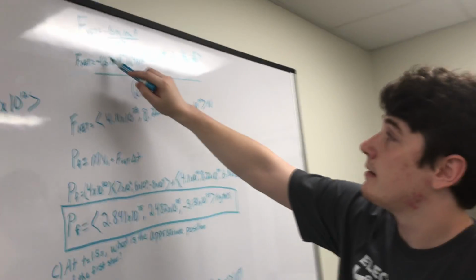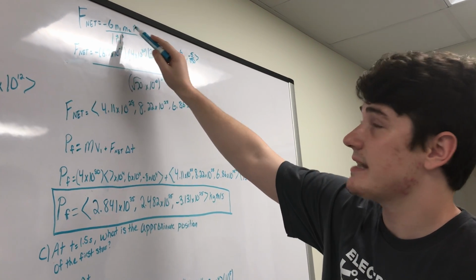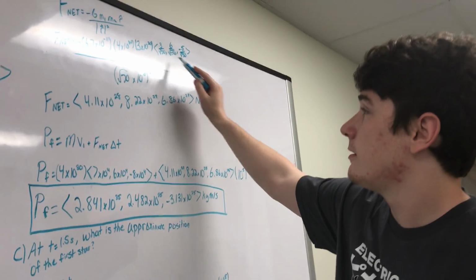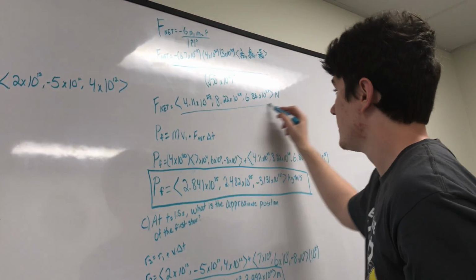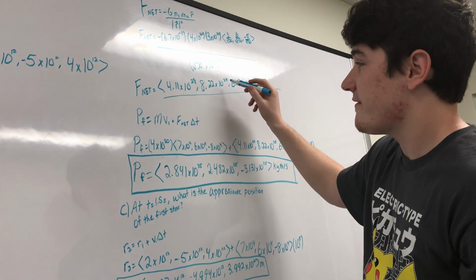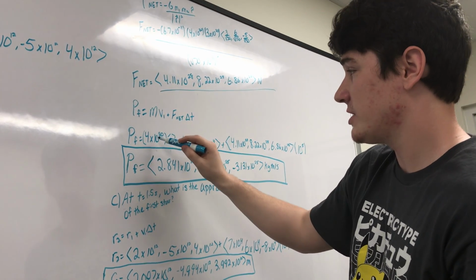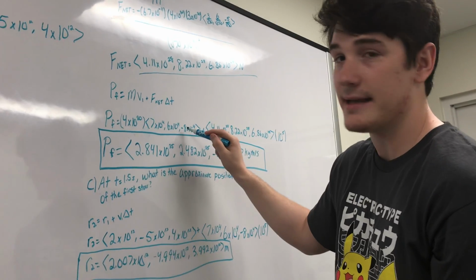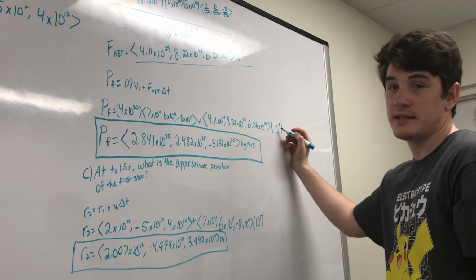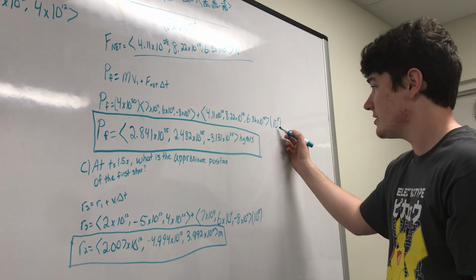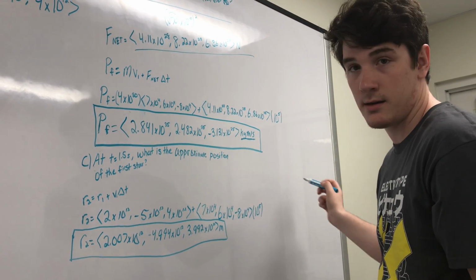So we multiply negative g, the mass of the first star, which is 4 times 10 to the 30, the mass of the second star, the unit vector, all over the magnitude of the vector squared, and that gives us this. Now we can plug F net into our momentum formula. So we use the mass of the first star, which is this, the velocity the first star has, and then we add F net, which is what we just solved for right here, times delta t, which is just 1 times 10 to the 5th. And that's going to give us this. And this is in kilogram meters per second.